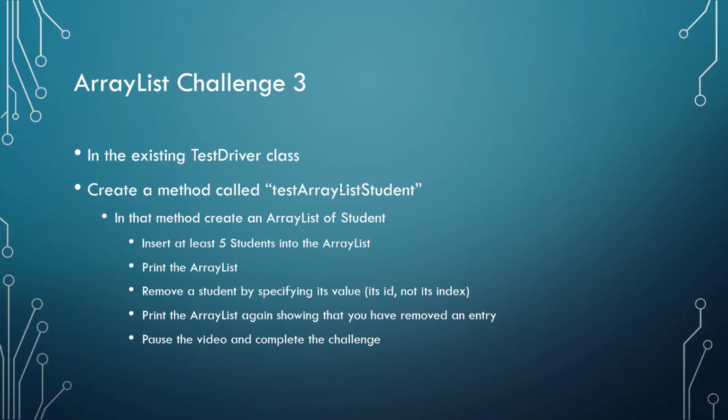All right, our challenge, we're going to create a method called test_ArrayListStudent. We insert at least 5 students into that array list. We print the array list, remove a student by specifying its value, its ID, not its index. We print the array list again, showing that you have removed an entry, and we'll pause the video and complete the challenge. Here's my solution.